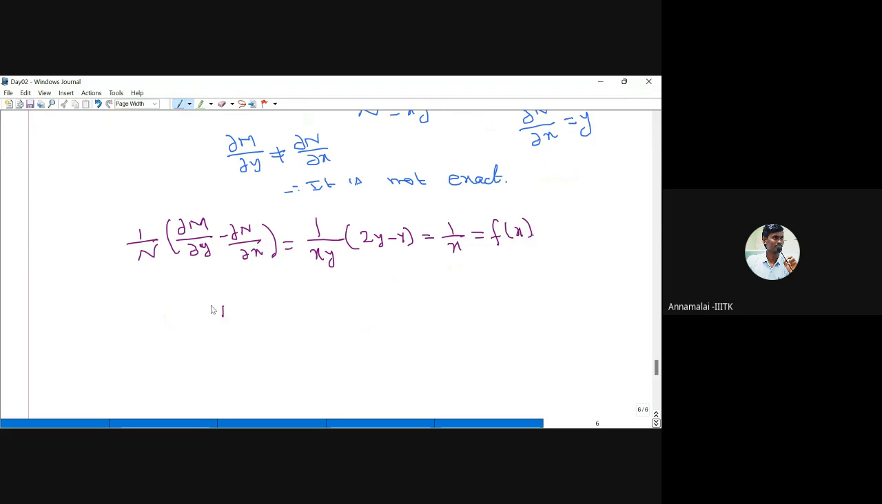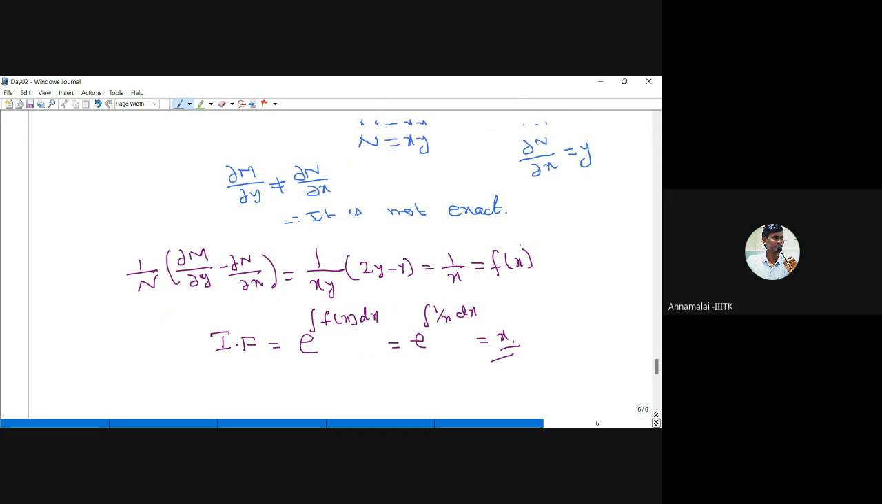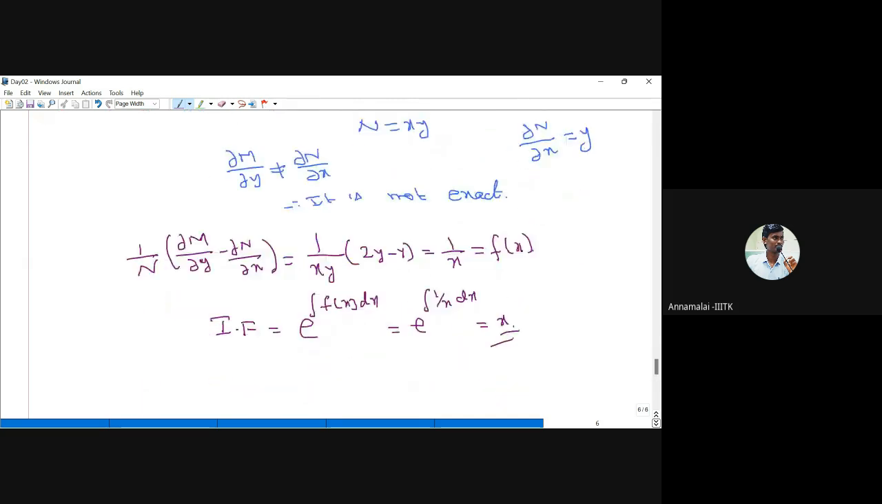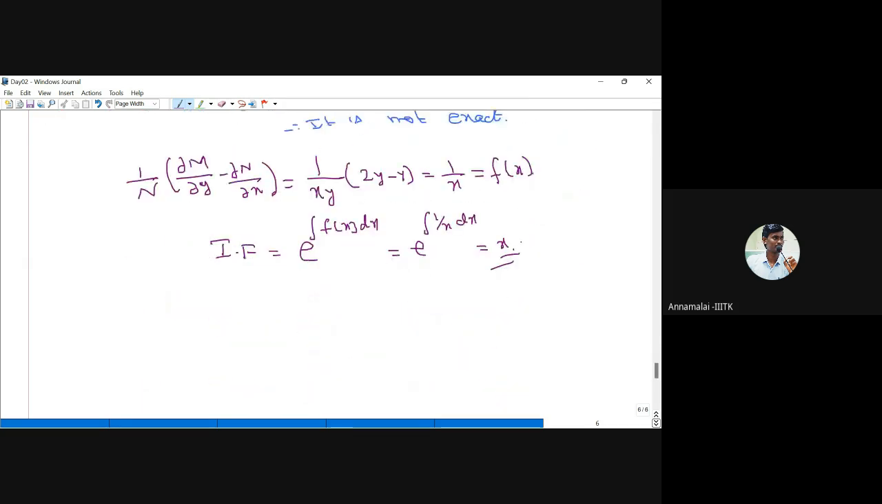Therefore the integrating factor is e power integral f of x dx. That is e power integral 1 by x dx. The integral of 1 by x is log x. Therefore e power log x is just x. Therefore the integrating factor is x. This is a method to find the integrating factor. So once you find the integrating factor, x is the integrating factor.